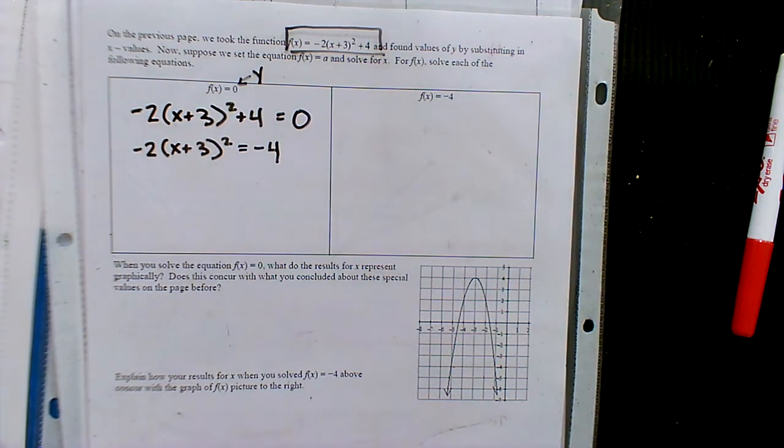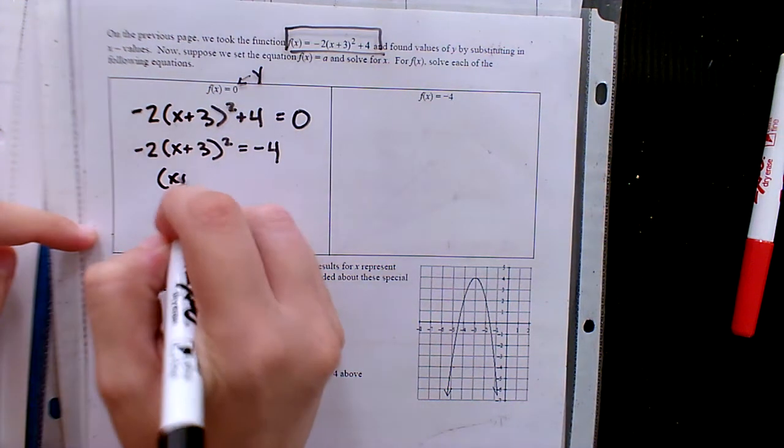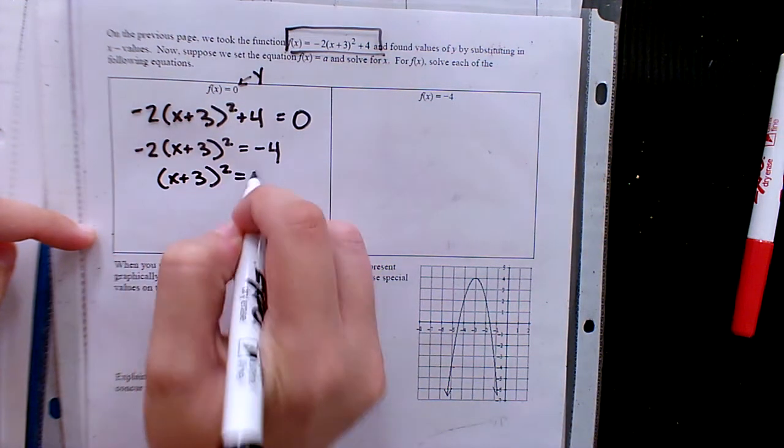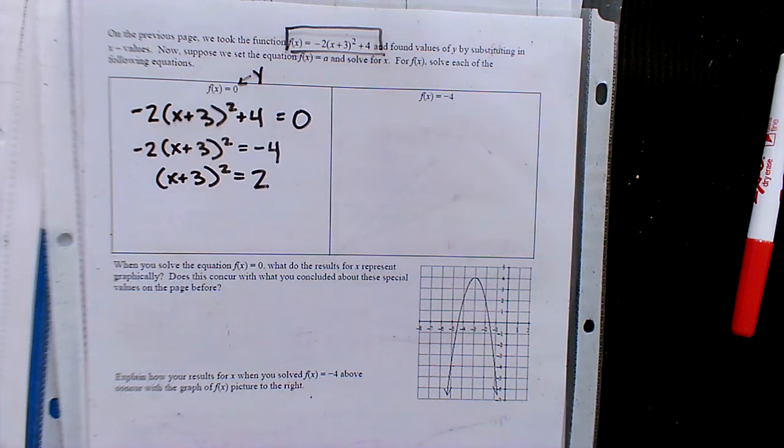Can we keep moving things over? What do you want to do next? Good. No, not Rachel. Not Rebecca. Julia. Divide negative 2. Good. All right. Next, we're going to keep moving.